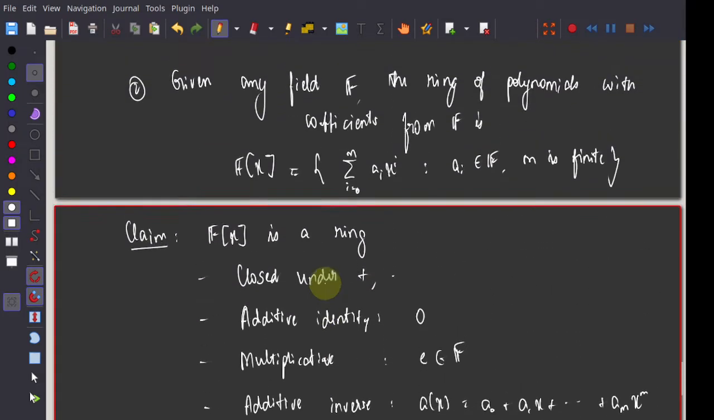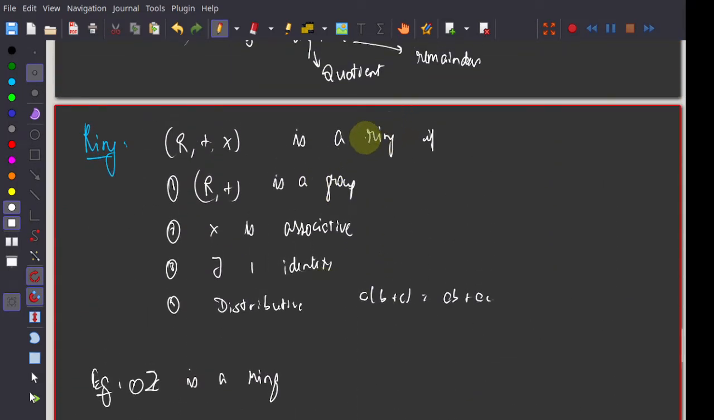Sure. No. So the assumption. Okay. So here, of course, perhaps I should add that it is closed under multiplication.